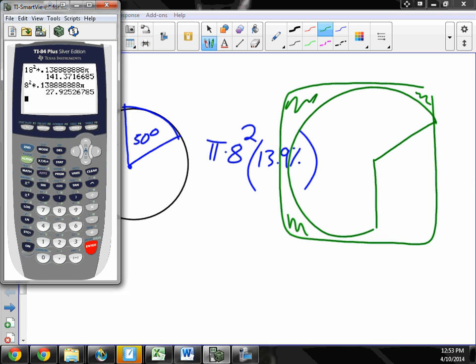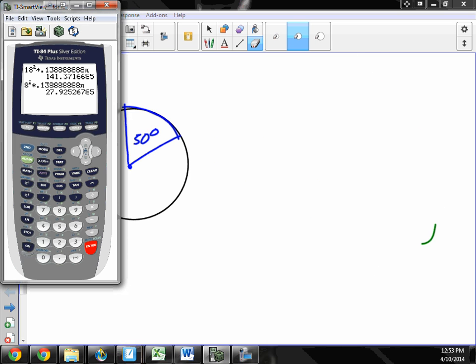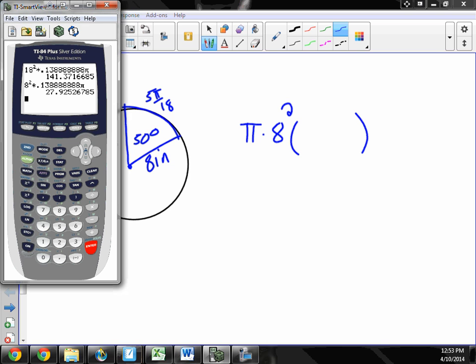Okay, so to find the area, let's do a radian measure because it's a lot easier in radians. In radians, we're going to take 5 pi over 18, and my radius was 8 inches. So pi times 8 squared times the percentage, which is 13.8%.